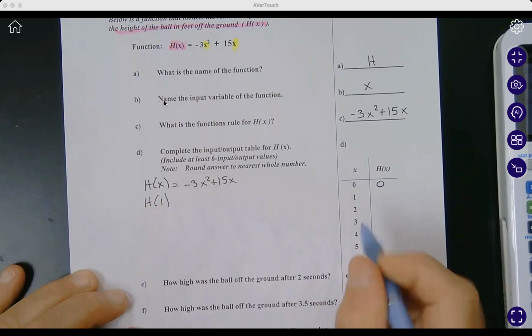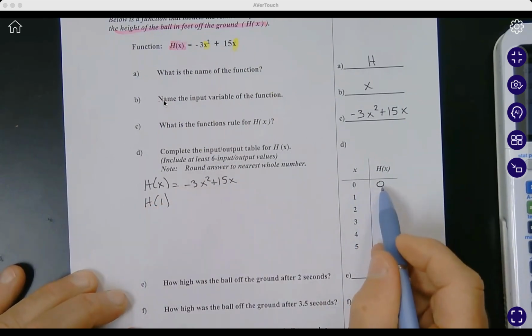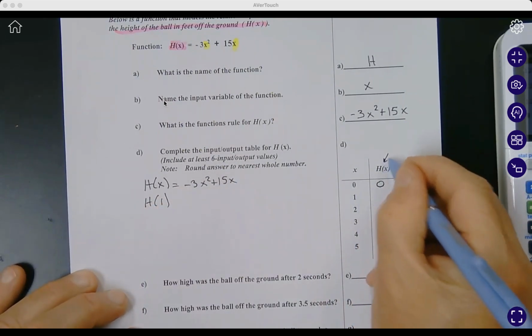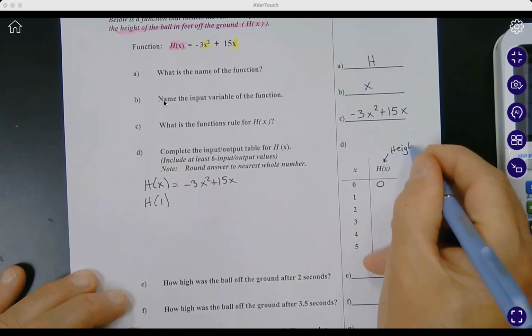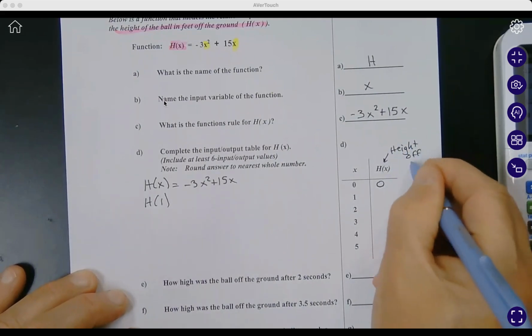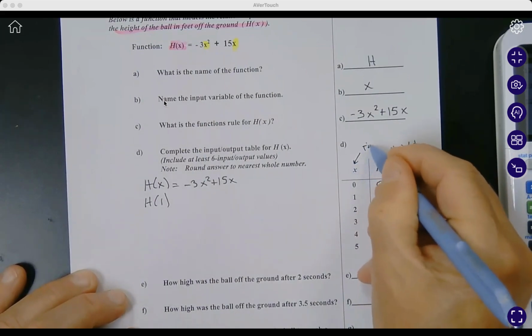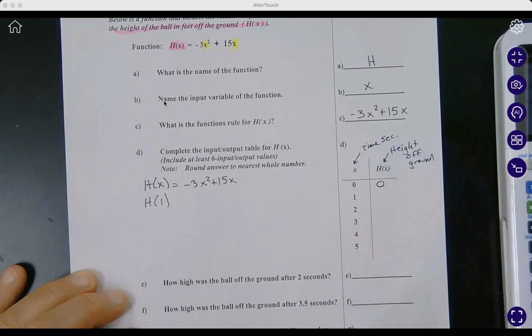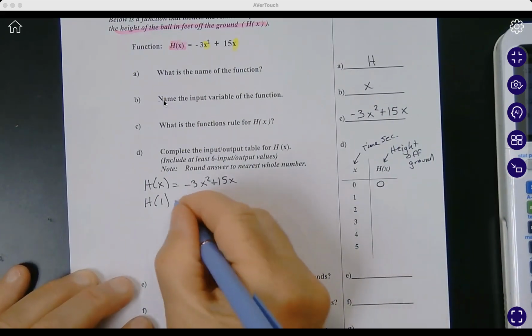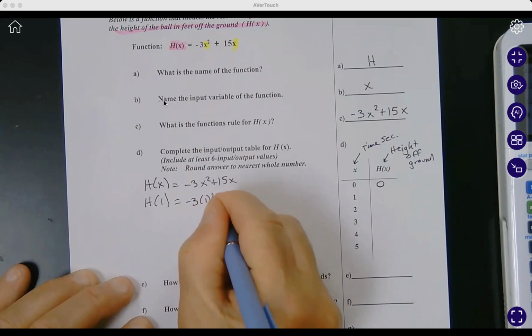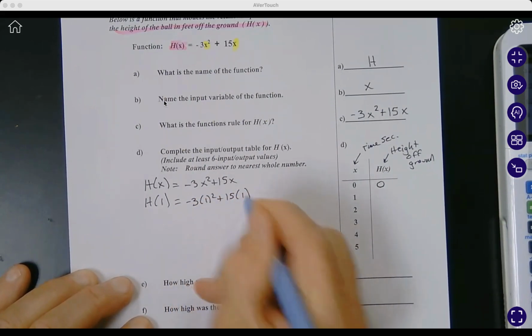That, by the way, means at time 0, the ball was still on the ground, right? This is height off ground, and this is time in seconds after the ball was kicked, right? As soon as the ball is kicked, the clock starts. And I'm going to go ahead and enter that in like that.